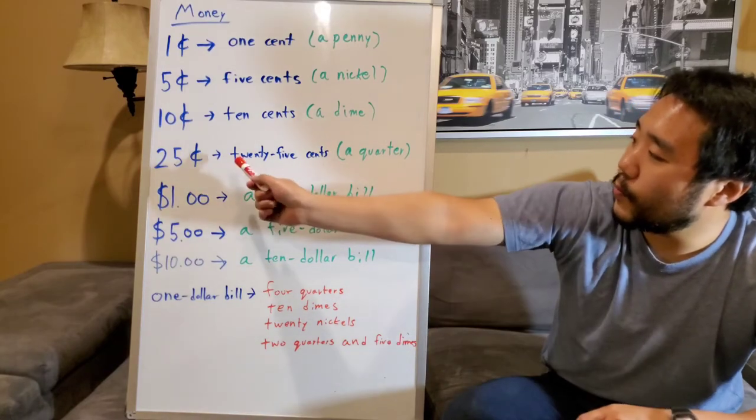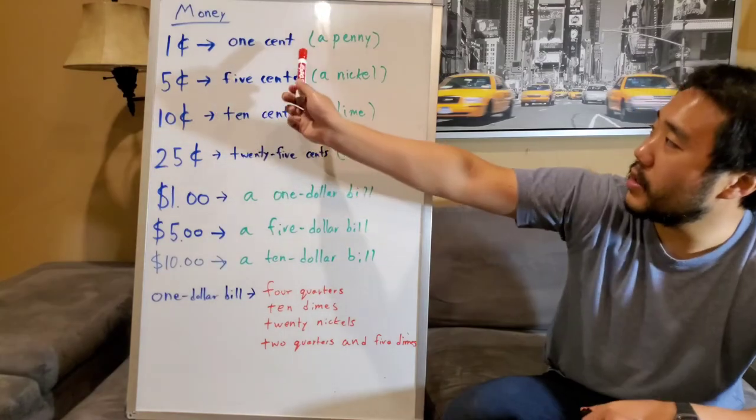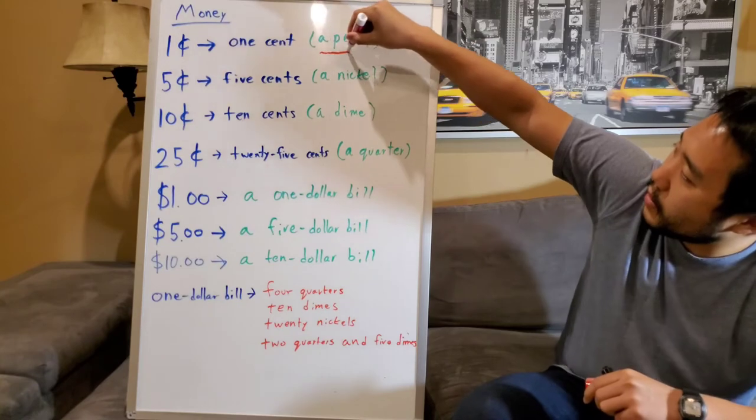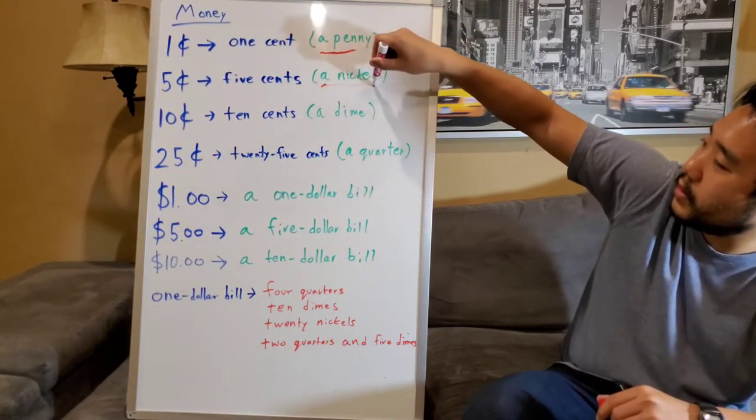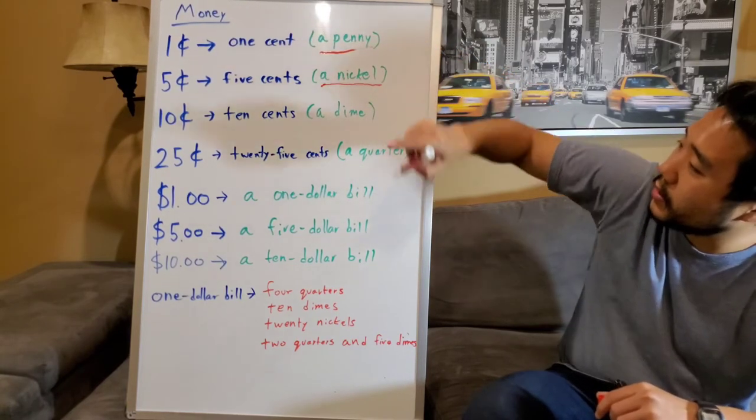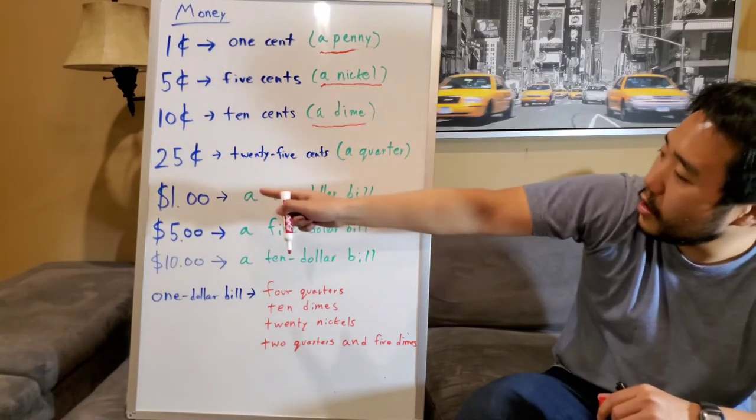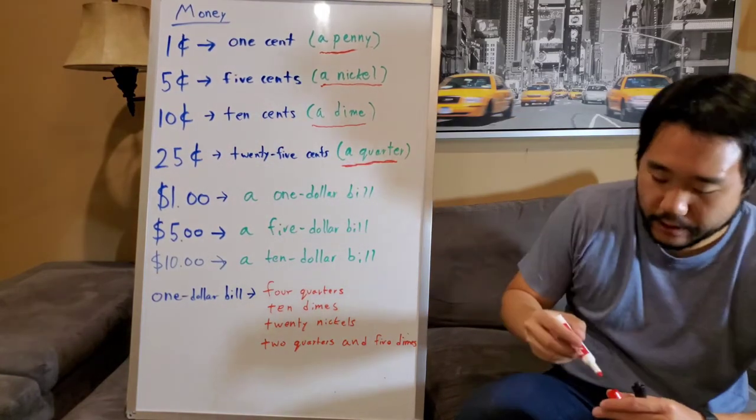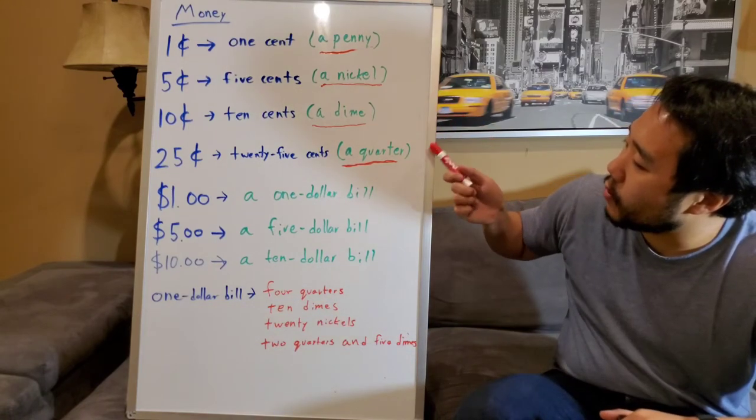But we can actually call them in a different way. We can call 1 cent a penny. 5 cents is a nickel. 10 cents, a dime. 25 cents is called a quarter. So, a penny, a nickel, a dime, and a quarter.